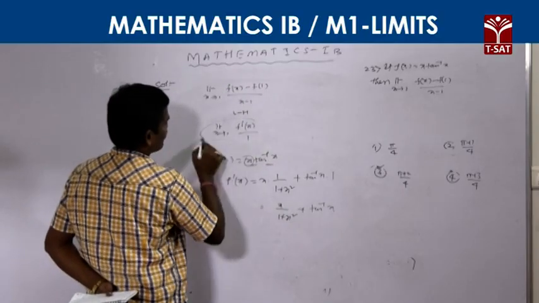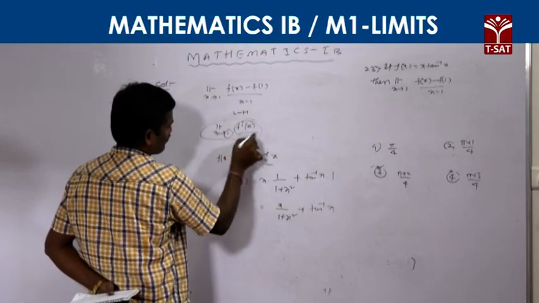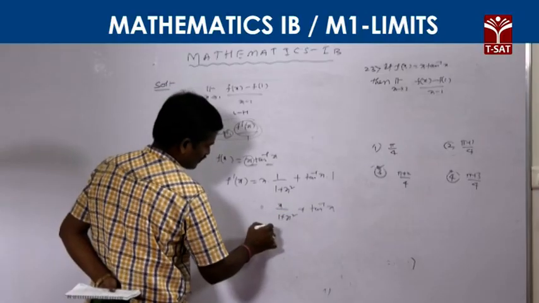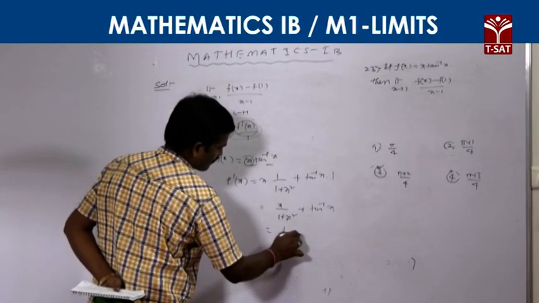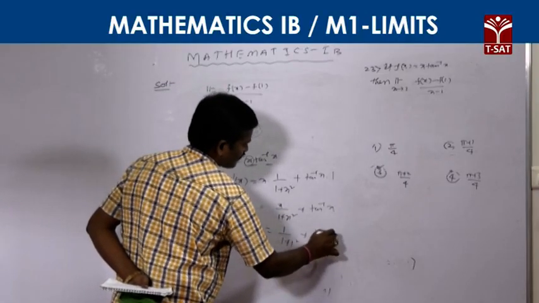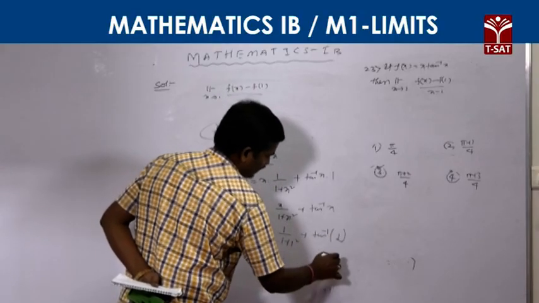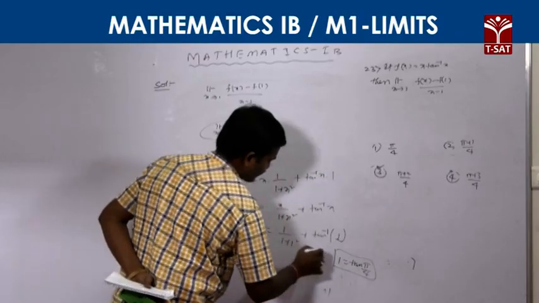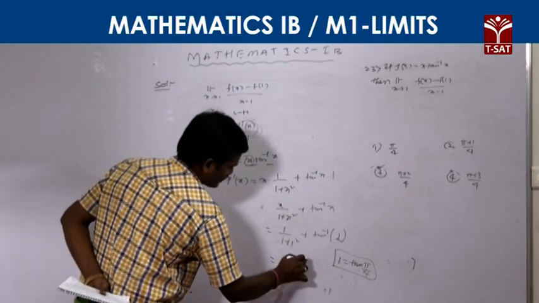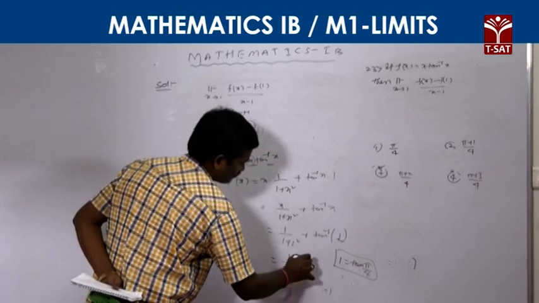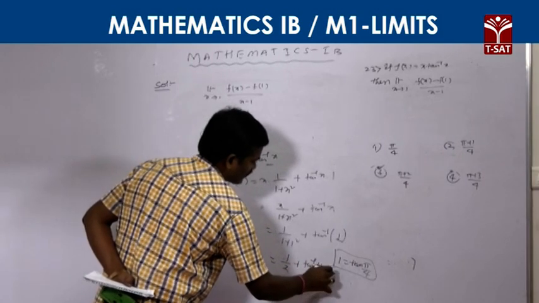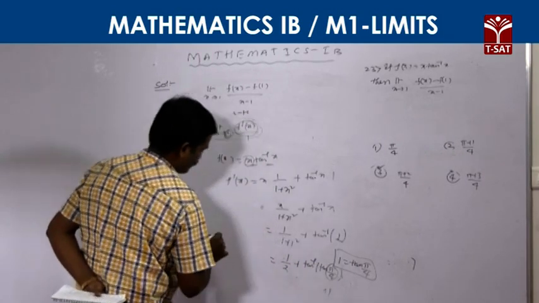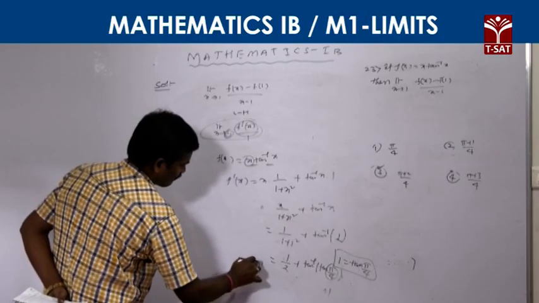Now come to this. Here x approaches 1. f dash of x we got. Here substitute 1 in this function: 1 by 1 plus 1 whole square plus tan inverse 1. Tan inverse 1, so this 1 can be written as tan pi by 4. So substitute tan pi by 4 here: 1 by 2 plus tan inverse of tan pi by 4. Tan inverse of tan theta remains theta, here pi by 4. So here 1 by 2 plus pi by 4.